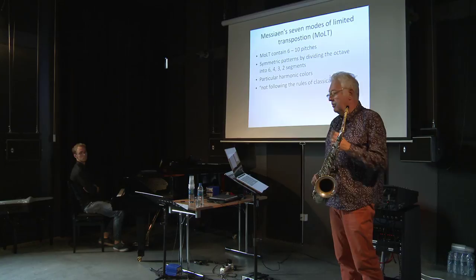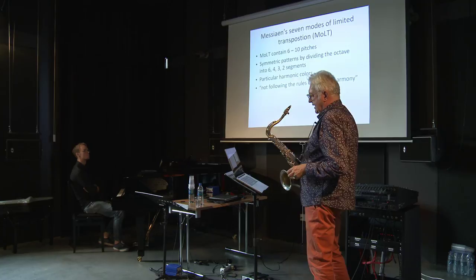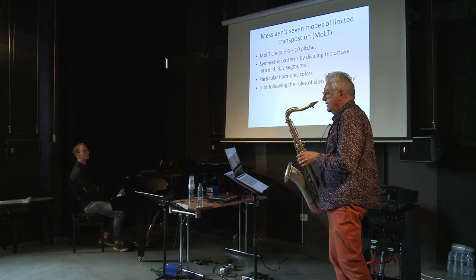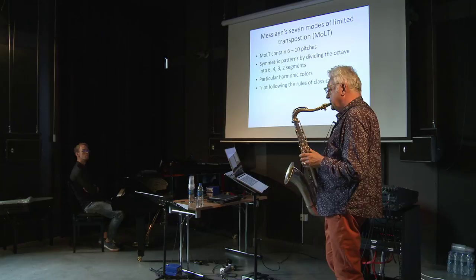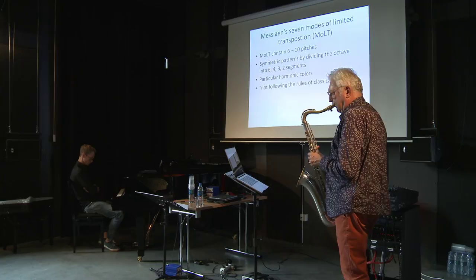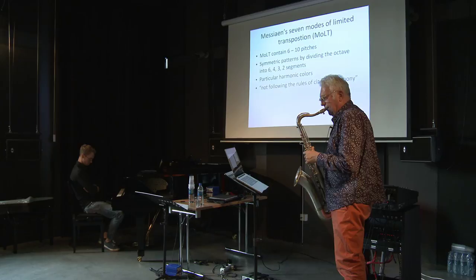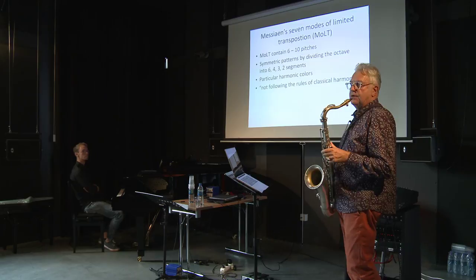Messiaen mode number 1. Dividing the octave in 4 segments, another symmetric possibility. That gives the diminished chord. It's 4 major thirds stacked. This is an 8-tone scale called the octatonic scale.